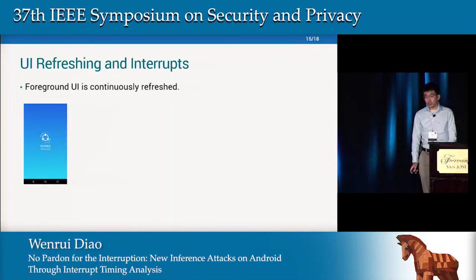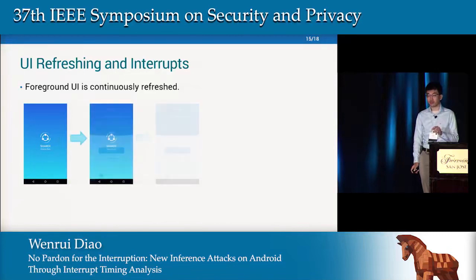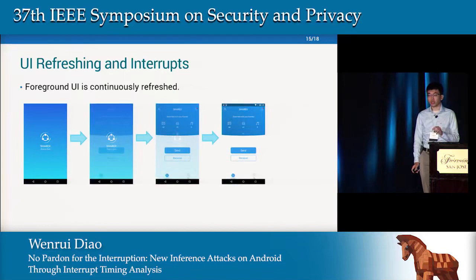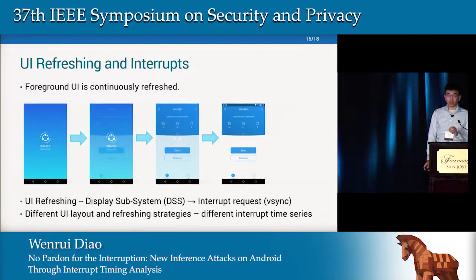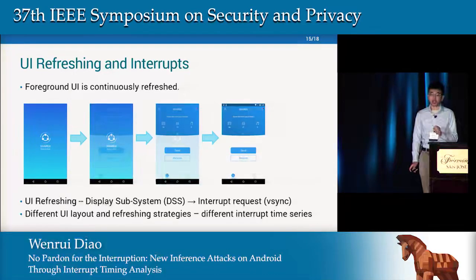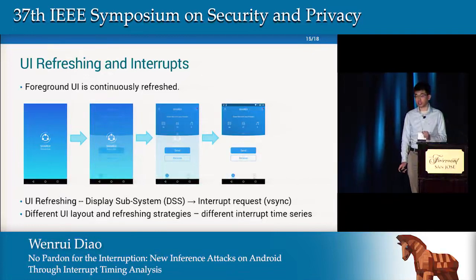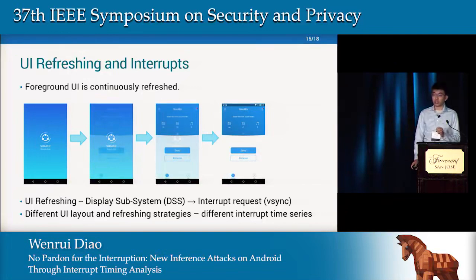At the low level, the foreground UI is continually refreshed when loading, that is the start of the application. In the example of the popular file sharing application, Share8, it first shows its splash window, and then its UI gradually transitions to its main activity with a fading-in animation. In the course of UI refreshing, the display server system, or DSS, keeps notifying the Android system by sending interrupt requests, that is the vsync signal, for smooth UI processing.